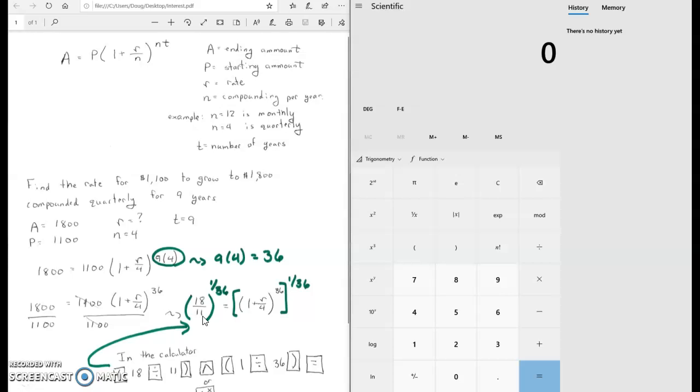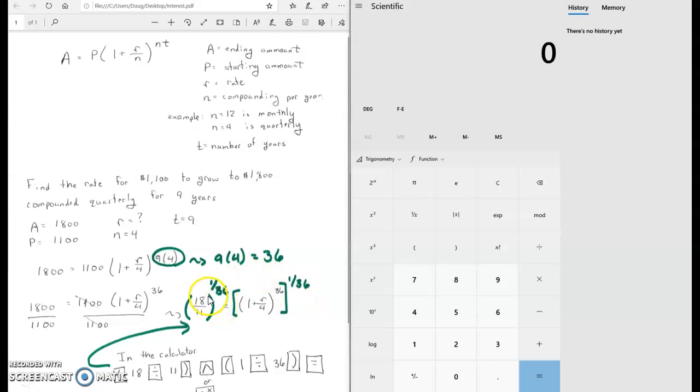Now we want to get 1 plus R over 4 by itself. And we need to get rid of that 36 power. Well, how do we do that? Just like we would clear a fraction, we want to get rid of it, so we use 1 over 36 here. And whatever we do to one side, we do to the other. Because, see, these right here are going to cancel. And that's what we want. We want that to happen. So those cancel and those go away.